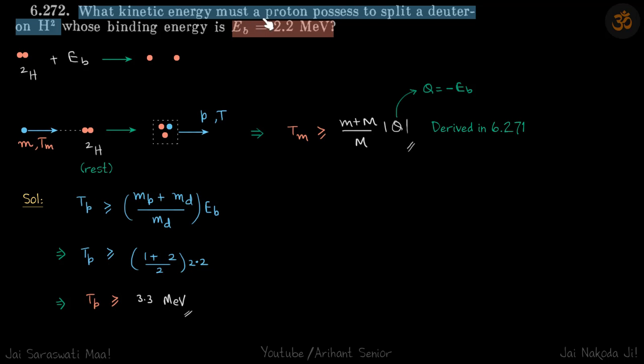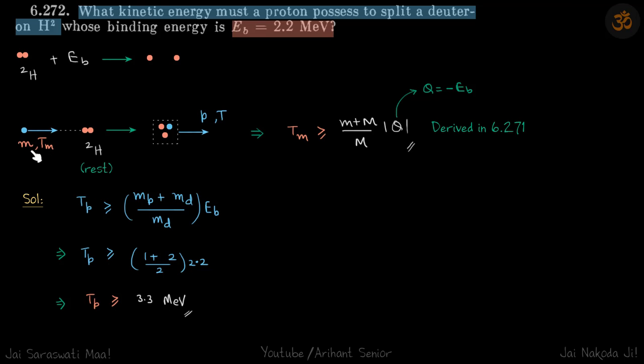What kinetic energy must a proton possess to split a deuteron, H2, whose binding energy is given? So if we look at the disintegration of the deuteron alone, you have this deuteron and you give some binding energy and then it splits into one proton and one neutron. Now this binding energy needs to be provided in order to break it.